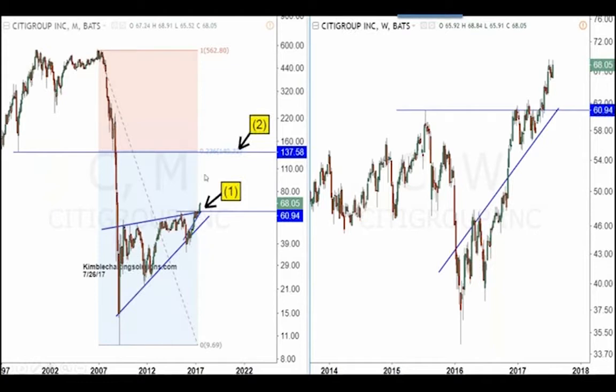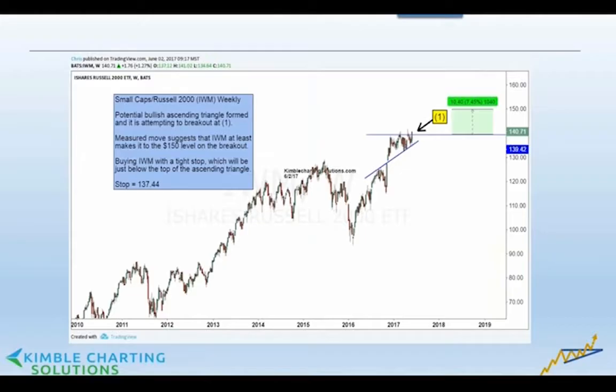So what intrigues me is that the 23% Fibonacci retracement level, which would be one of the smaller retracement levels of that huge decline, comes into play at the 137 level, and that's still almost 100% above current prices. So Citigroup has a long way to go just to recover one of its smallest fib retracement levels.